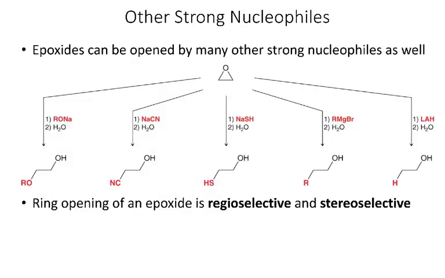So we saw an example where OH minus was used as the nucleophile, and we can use a lot of different strong nucleophiles to open up these epoxides. So we can use alkoxides, where the sodium is just a counterion, and we're really interested in the RO minus. That's going to make the OH from the epoxide, and then we're going to add the OR.